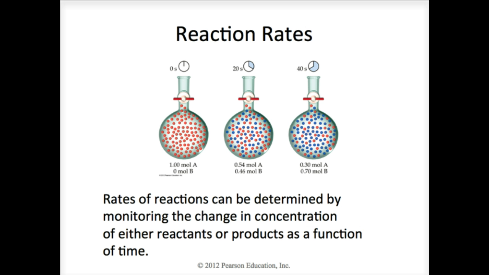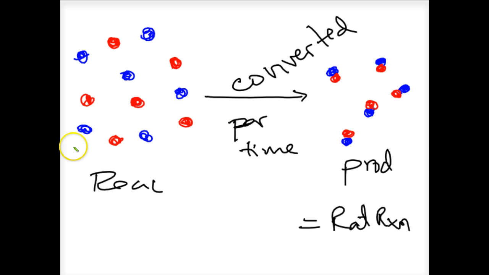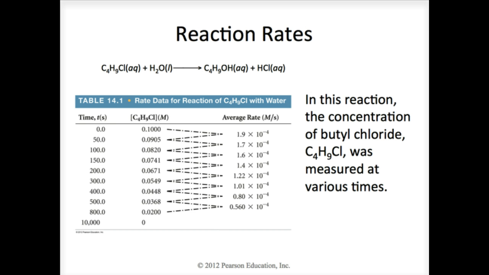Now, the book shows you this handy-dandy diagram. The main thing you want to pick up on is how do we know how long it takes and how do we monitor the change? Basically, we look at the changes in concentration of the reactants versus the products. As more and more products are produced, we have fewer and fewer reactants, and so we can see that change in concentration over time.